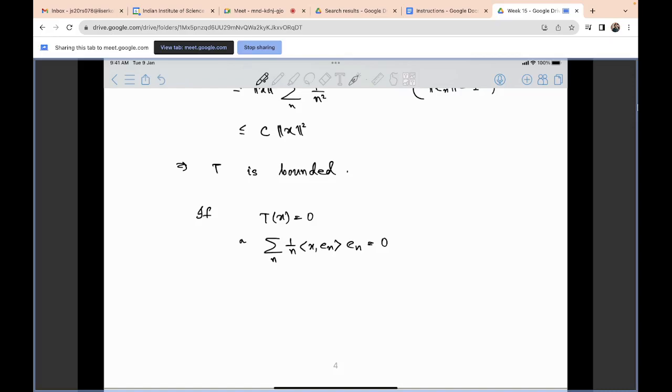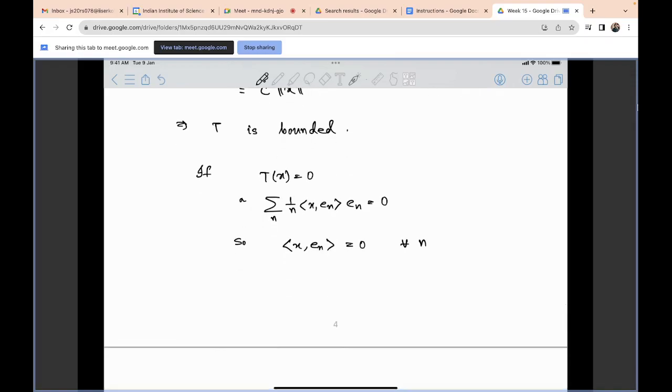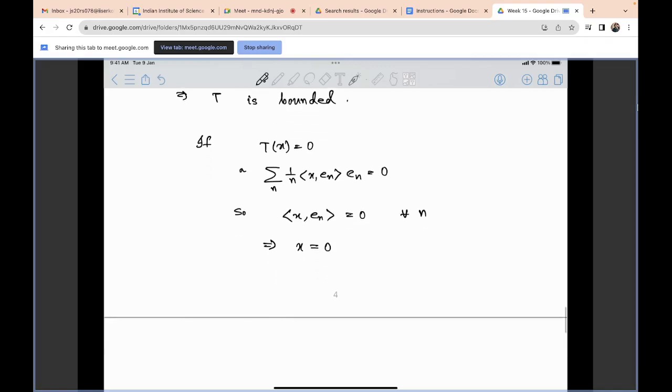This is the zero vector, which implies the inner product of x and e_n should be 0 for all n. And the e_n's are an orthonormal basis. So x is orthogonal to all the basis elements, right? Which implies x should be the zero vector. So this is one result: if x is orthogonal to all the basis elements, then x must be 0. So the kernel of T is only the zero vector, which implies T is injective.